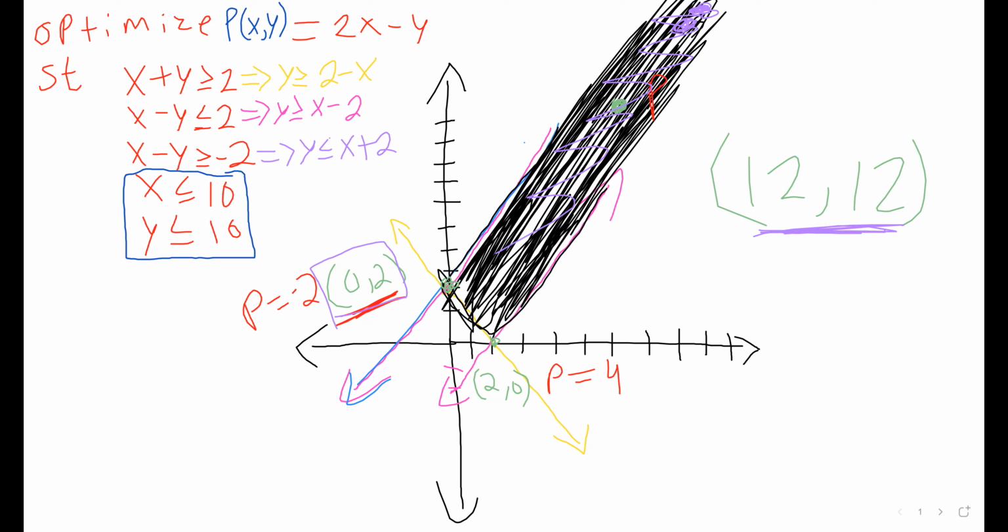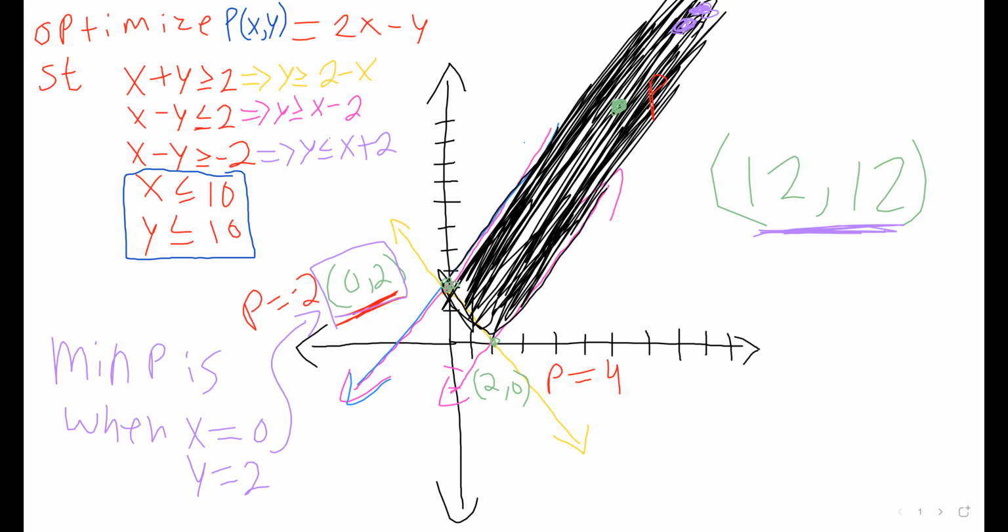So if you were asked a question about this problem, and you don't have this right here, like the x is less than or equal to 10 and the y is less than or equal to 10, then we'd say that our minimum P occurs when x is equal to 0 and y is equal to 2. The reason why is because it corresponds with this point.